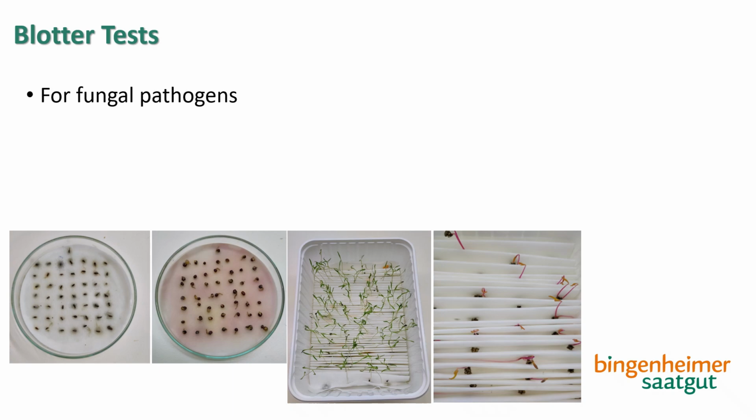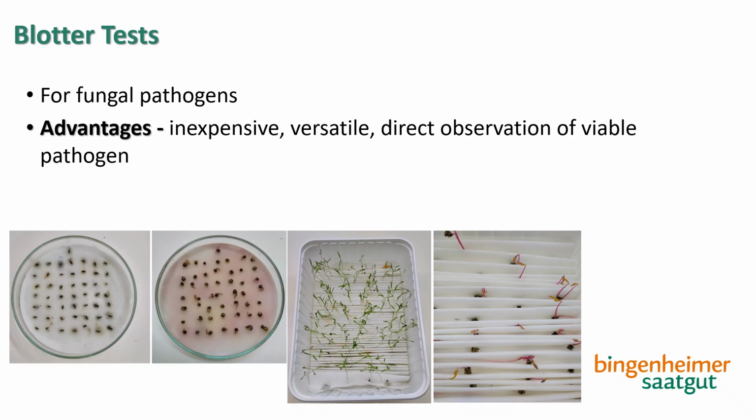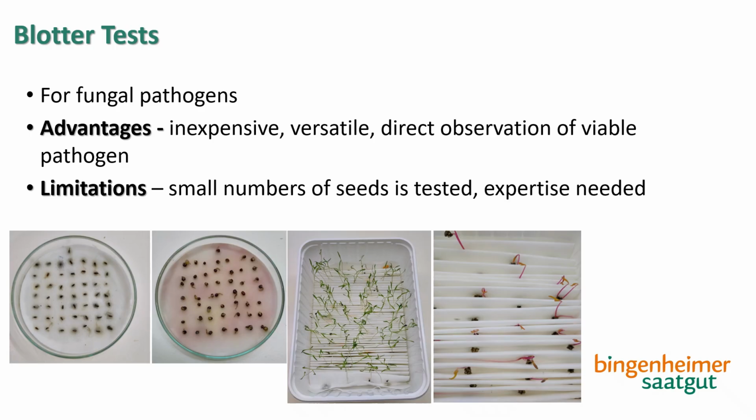Here's an example of a blotter test. This is also the test that we are using for the detection and quantification of the fungi-infected seeds in Bingenheimer Saatgut. The blotter test is usually used for fungal pathogens, and it is inexpensive, versatile, and allows direct observation of viable fungi. But at the same time, there are also limitations, as only small seed samples can be tested, and considerable expertise is required for accurate identification.